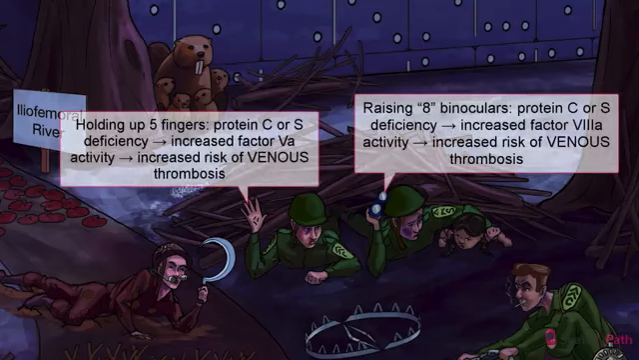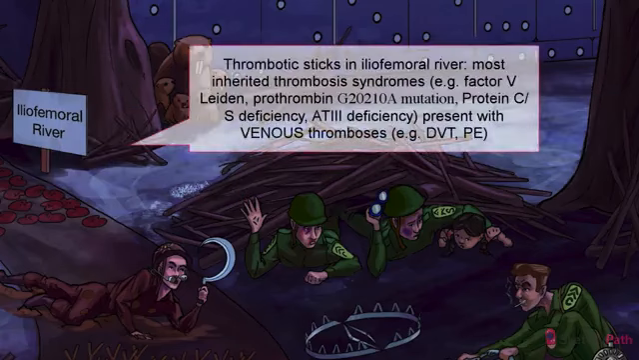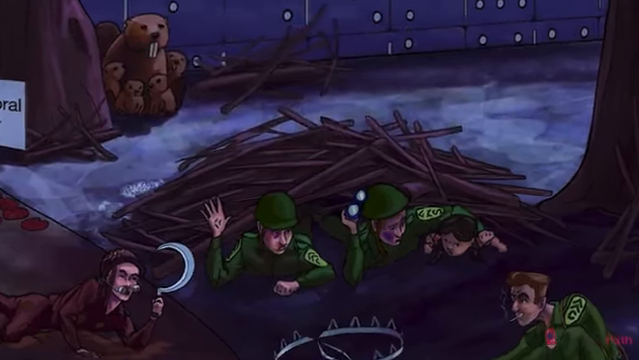Deficiency of either protein C or S will lead to increased activity of factors 5A and 8A, hence the number 5 hand signal and number 8 binoculars. More factor 5 and 8 means increased thrombin generation and an overall hypercoagulable state. This includes an increased risk of venous thromboembolic events, such as deep vein thrombosis with pulmonary embolism. Just like with factor V Leiden and that wacky prothrombin mutation, however, the risk only becomes significant when combined with other independent risk factors for blood clots like smoking and pregnancy.